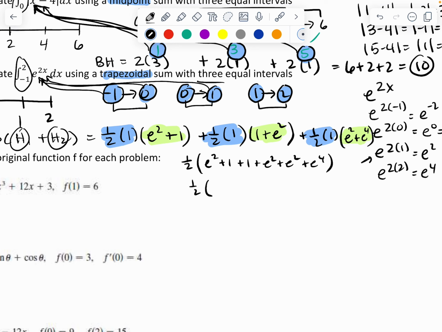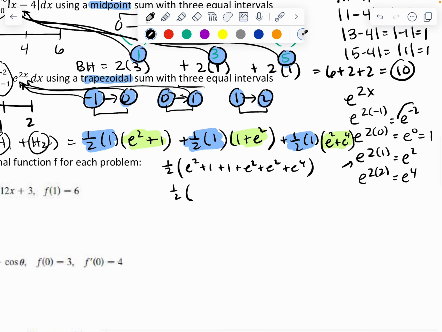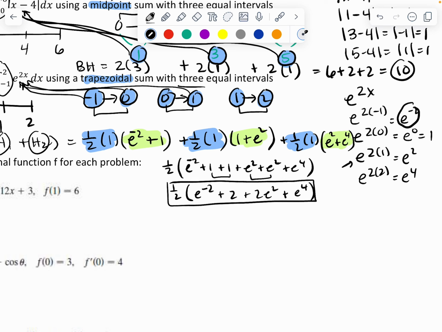So this is 1/2. Wasn't the first one e to the -2? Look at that, catching a mistake. My goodness, I'm so sorry. So this is e to the -2. 1 plus 1 is 2. e squared plus e squared is 2e squared. And then I have this sad little e to the 4th at the end. All right, so that's about the best I could do with this without a calculator.